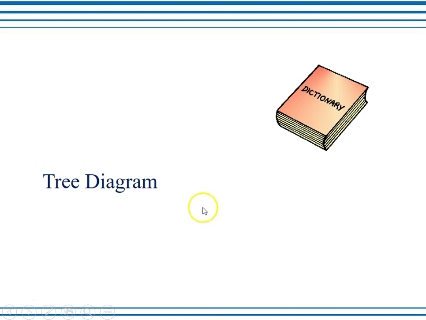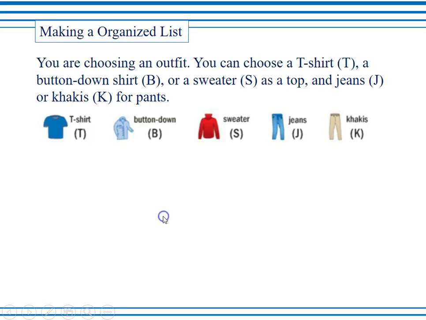So we're going to talk about the vocabulary term tree diagram. That is one of the ways that you can find out the number of possible outcomes. The first way is making an organized list. So let's start with that.